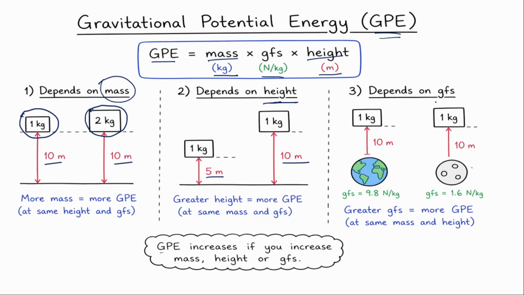Third, the gravitational field strength. On Earth, the gravitational field strength is 9.8 newtons per kilogram. But on the moon, it's much lower. It's 1.6 newtons per kilogram. So the same object will have less GPE on the moon compared to Earth. Overall, GPE increases if we increase the mass, the height, and the gravitational field strength.